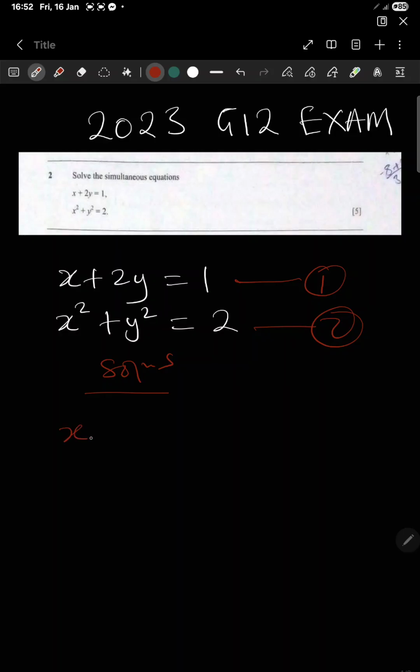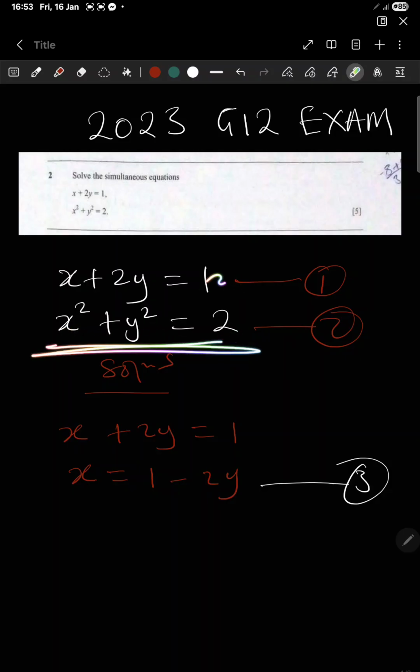We have equation 1, which is x plus 2y is equal to 1. From this equation, we can make x the subject of the formula, so we are going to have x is equal to 1 minus 2y. This that we've made, we can call equation 3. Now we go back to equation 2, because we've already used equation 1.